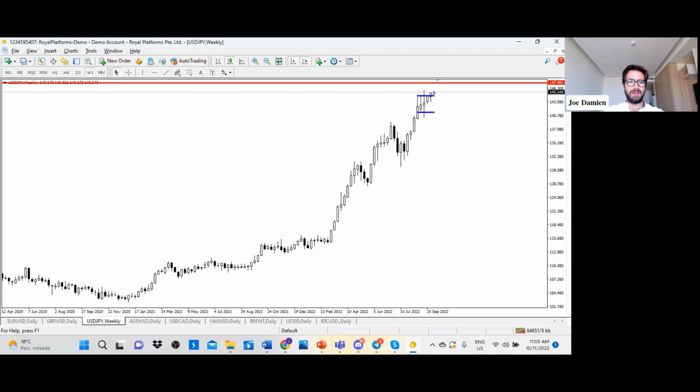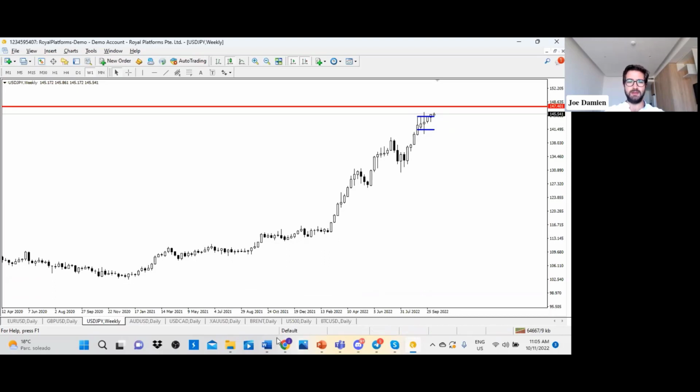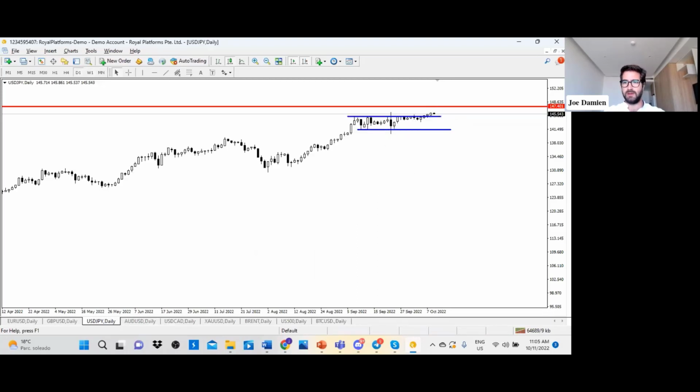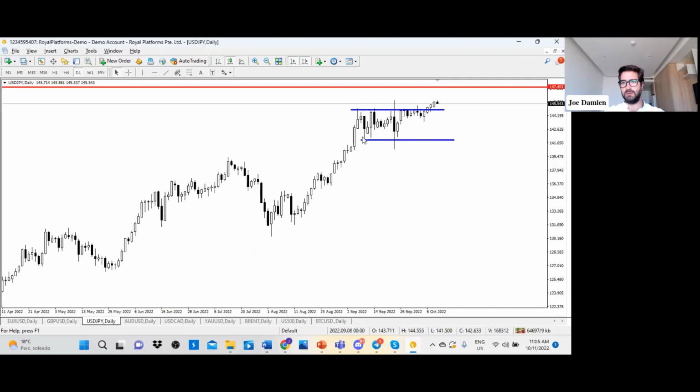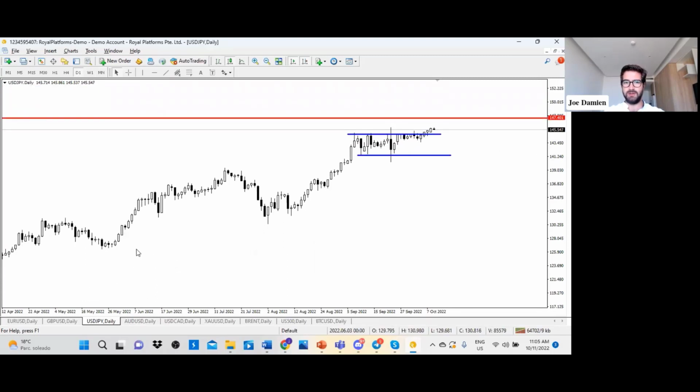For the yen also, it is moving to the upside. Here the dollar is the base currency, so the market is moving to the upside. We have a strong dollar. We have an uptrend on the long time frame, so we should look for buy opportunities on the shorter time frame, which is the daily one.